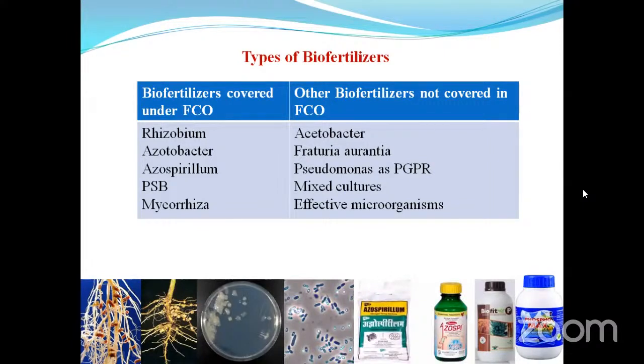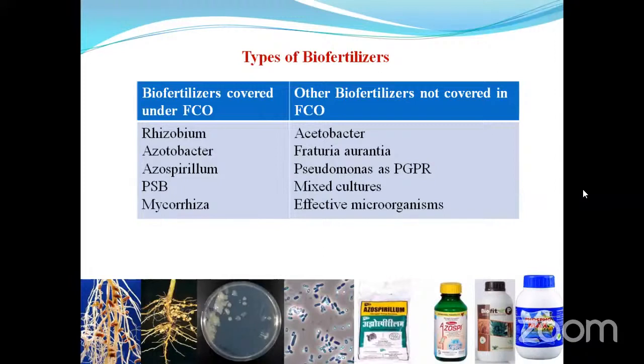Rhizobium is a symbiotic organism, so only the legumes are benefited by this Rhizobium, but Azotobacter and Azospirillum are free living nitrogen fixers. So all other crops and vegetable crops, these organisms can be used. One by one, we will discuss all these things, and then PSB is there, mycorrhiza is there.